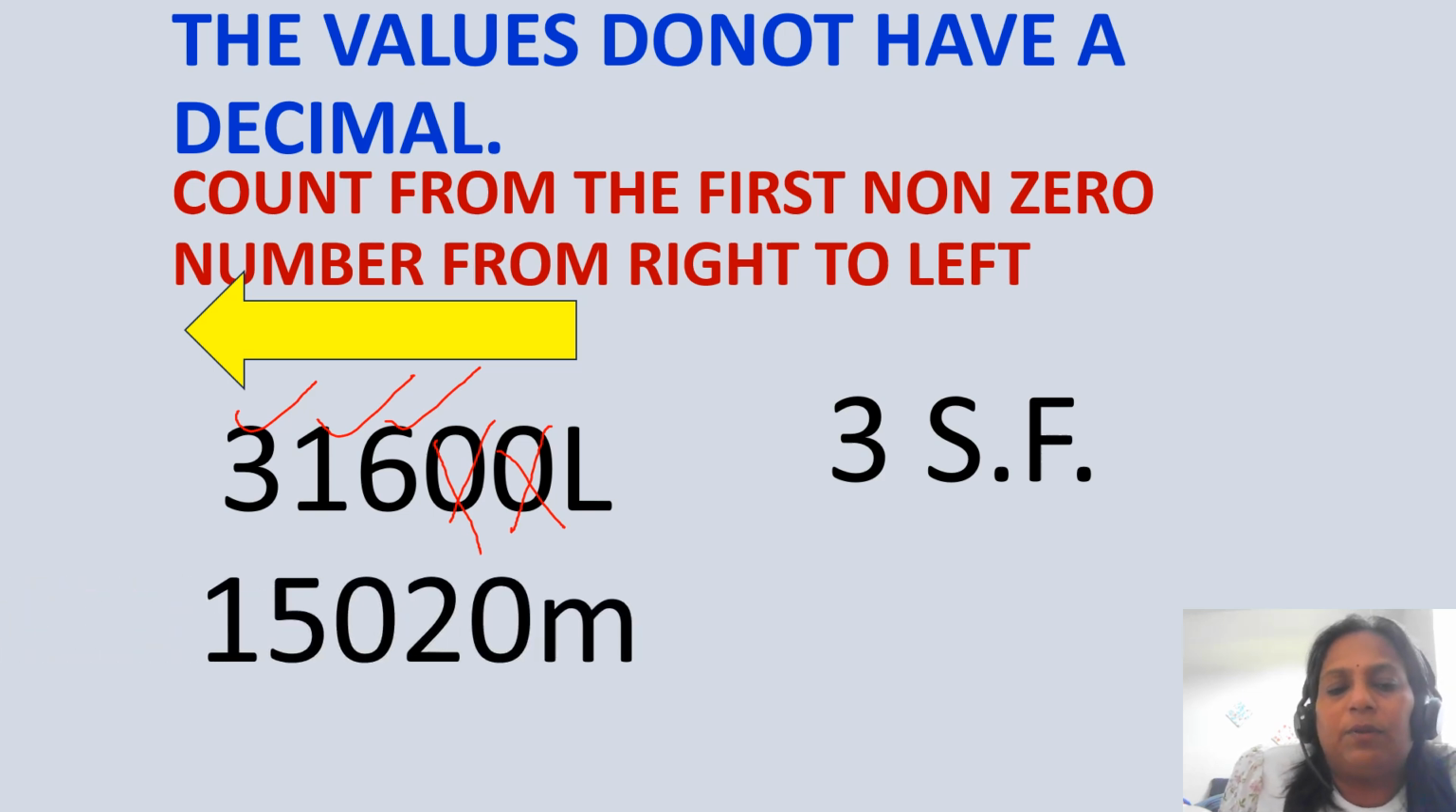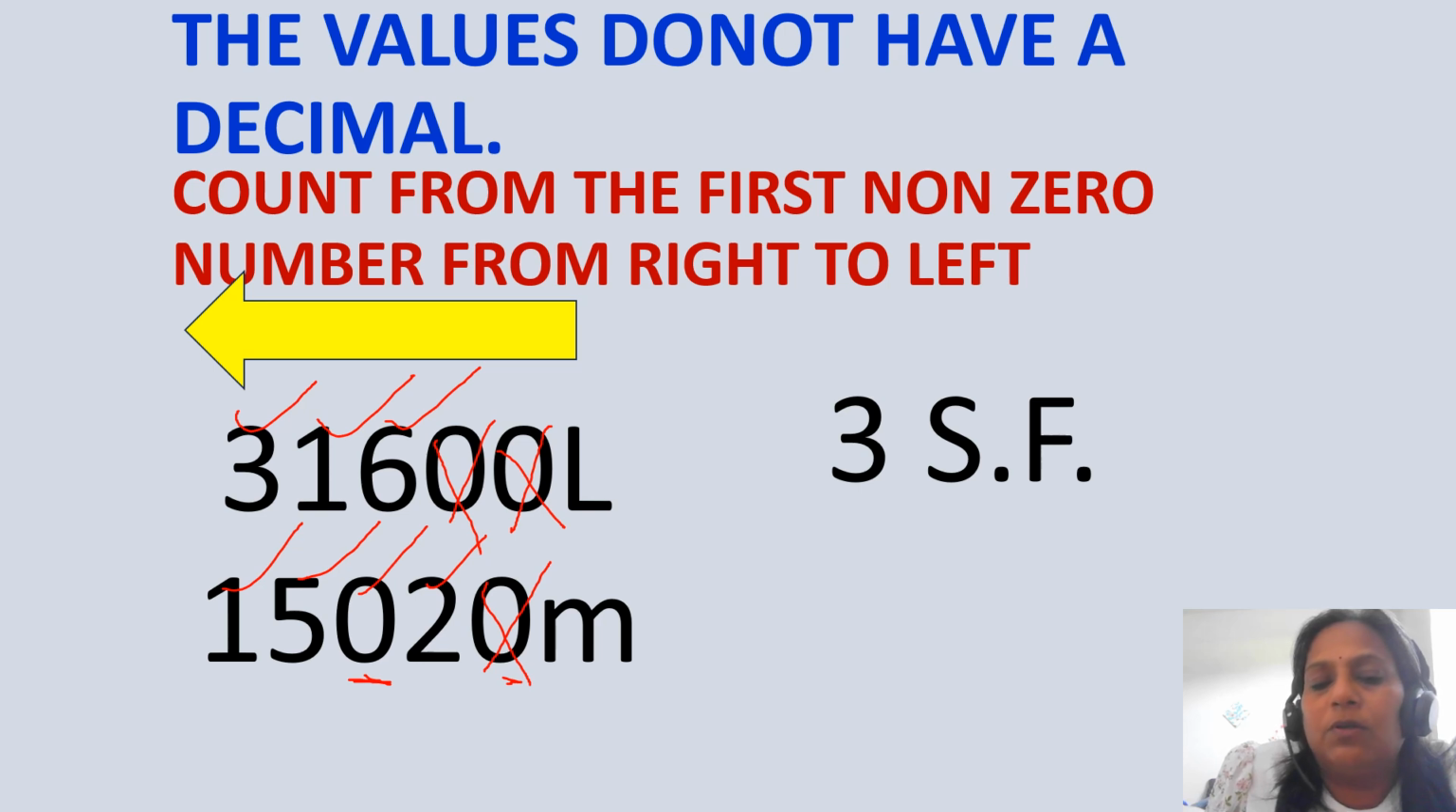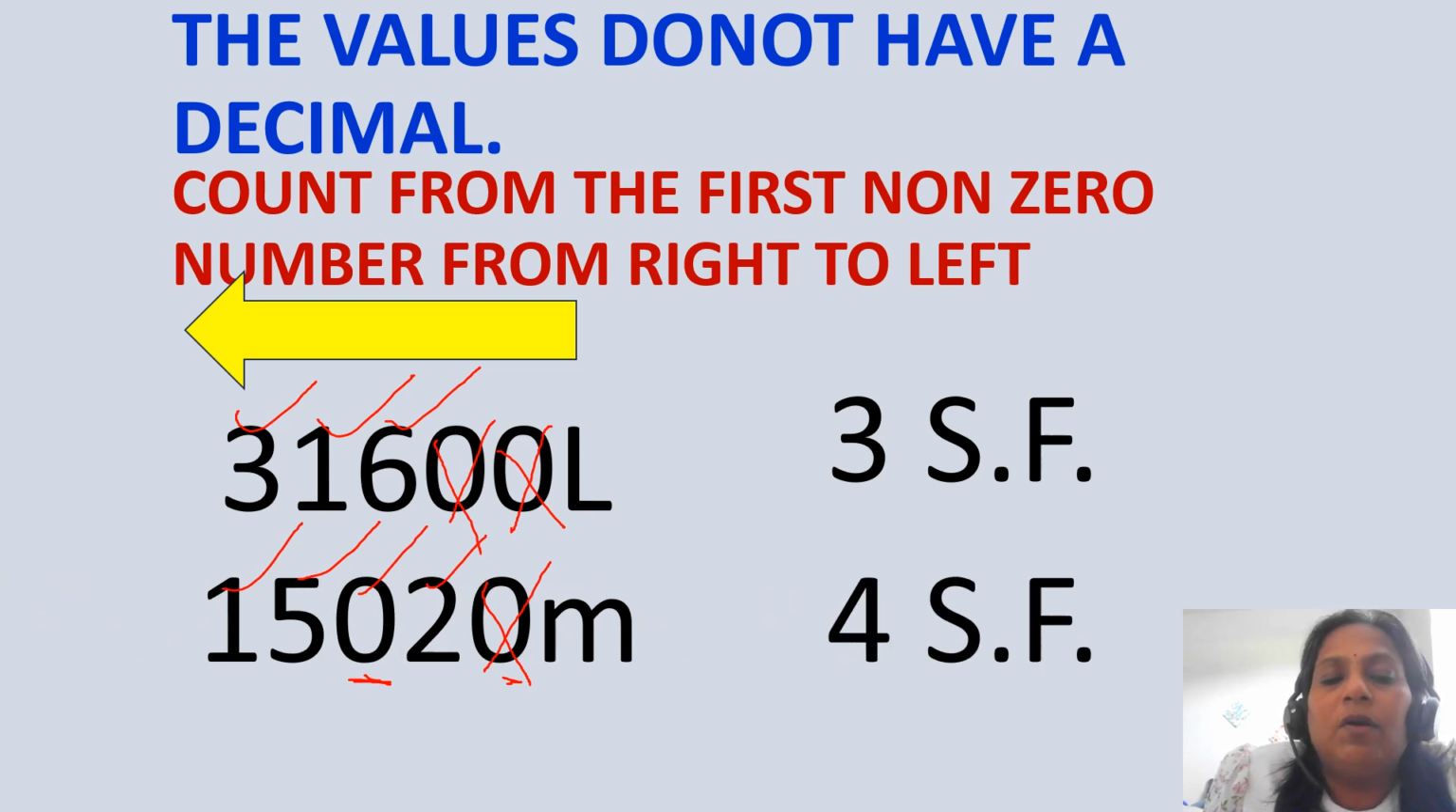What about the next example? 15,020 meters. Now the number does not have a decimal point, so I need not count the 0. I start from the first non-zero number from right to left. So I start counting with the 2. So I have 1, 2, 3, 4. You still have to count the 0 that is in the middle of two numbers, but the ending 0 I do not count because this number does not have a decimal point. So how many sig figs do I have here? I have 4 sig figs.